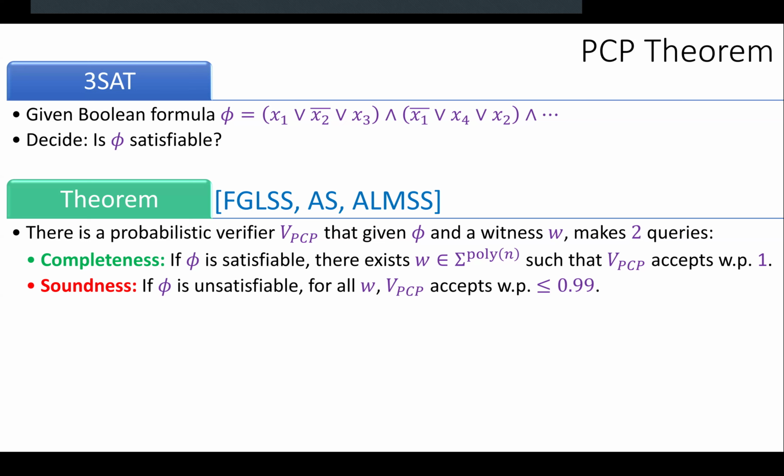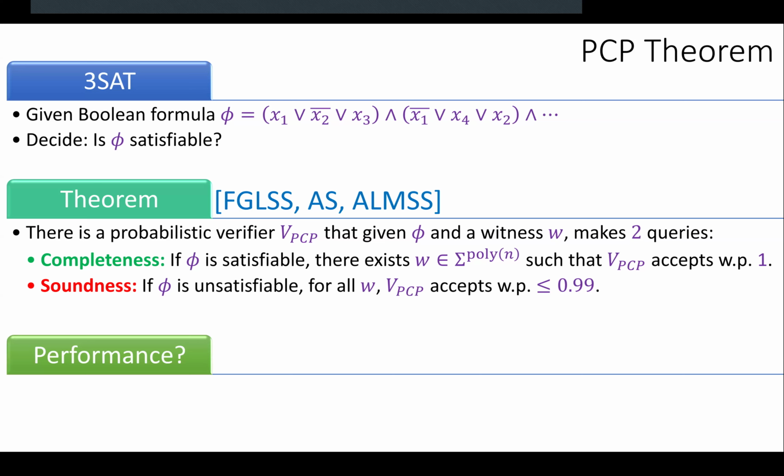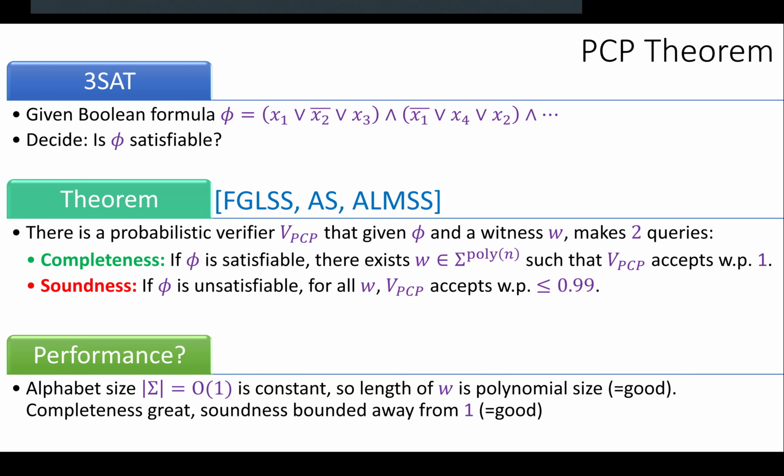If phi is satisfiable, then there exists a witness that makes it accept with probability 1. And if phi is unsatisfiable, then no matter what witness you give me, the verifier is going to accept with probability bounded away from 1, at most 0.9. So this is now a big gap, 1 versus a constant which is bounded away from 1. So this is really a remarkable theorem. And this is very useful for a whole bunch of applications.